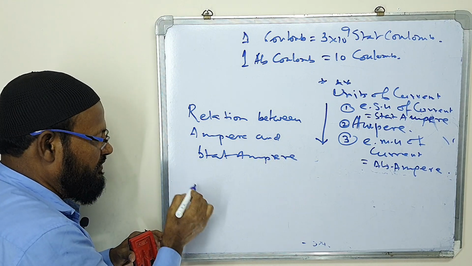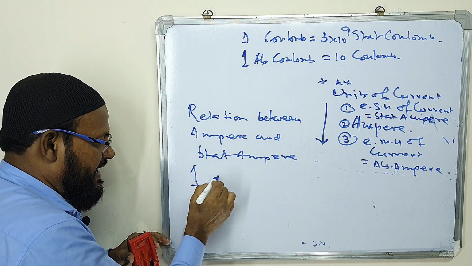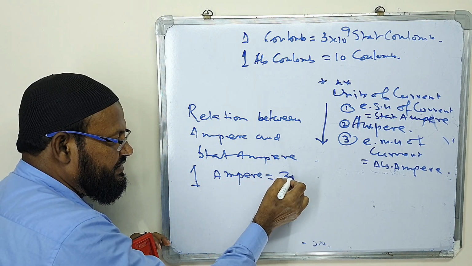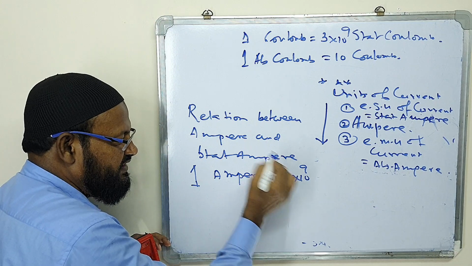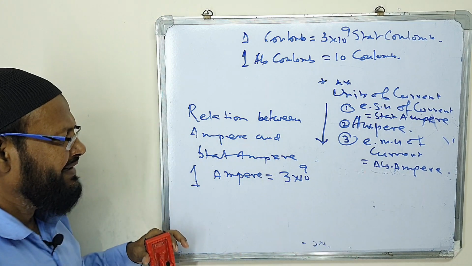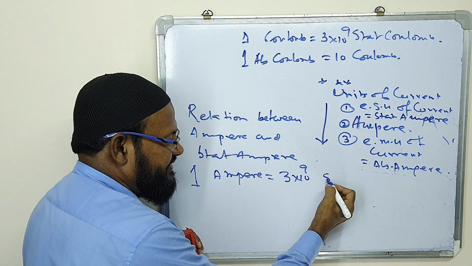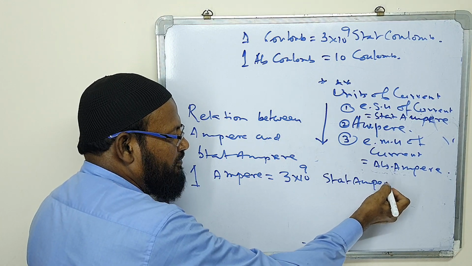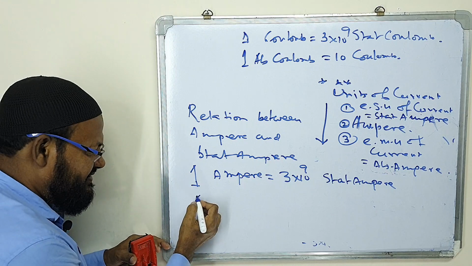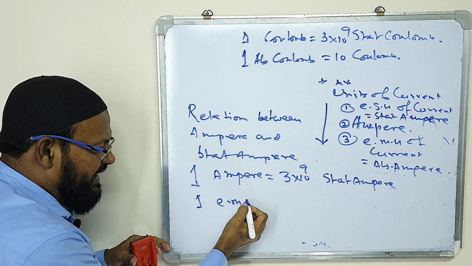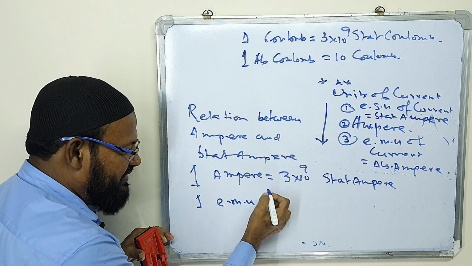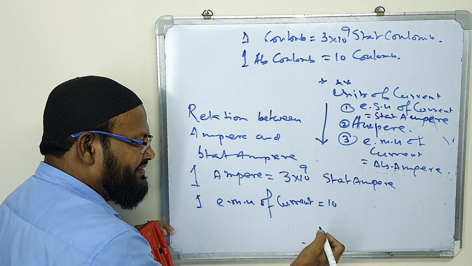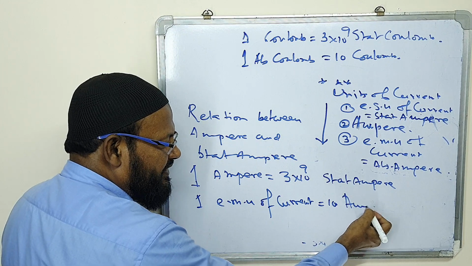State ampere. What is the rule? 1 ampere is equal to 3 into 10 to the power 9 ESU of current, or state ampere. Similarly, sir, 1 EMU of current, what is this equal to? Sir, this is simply 10 ampere.